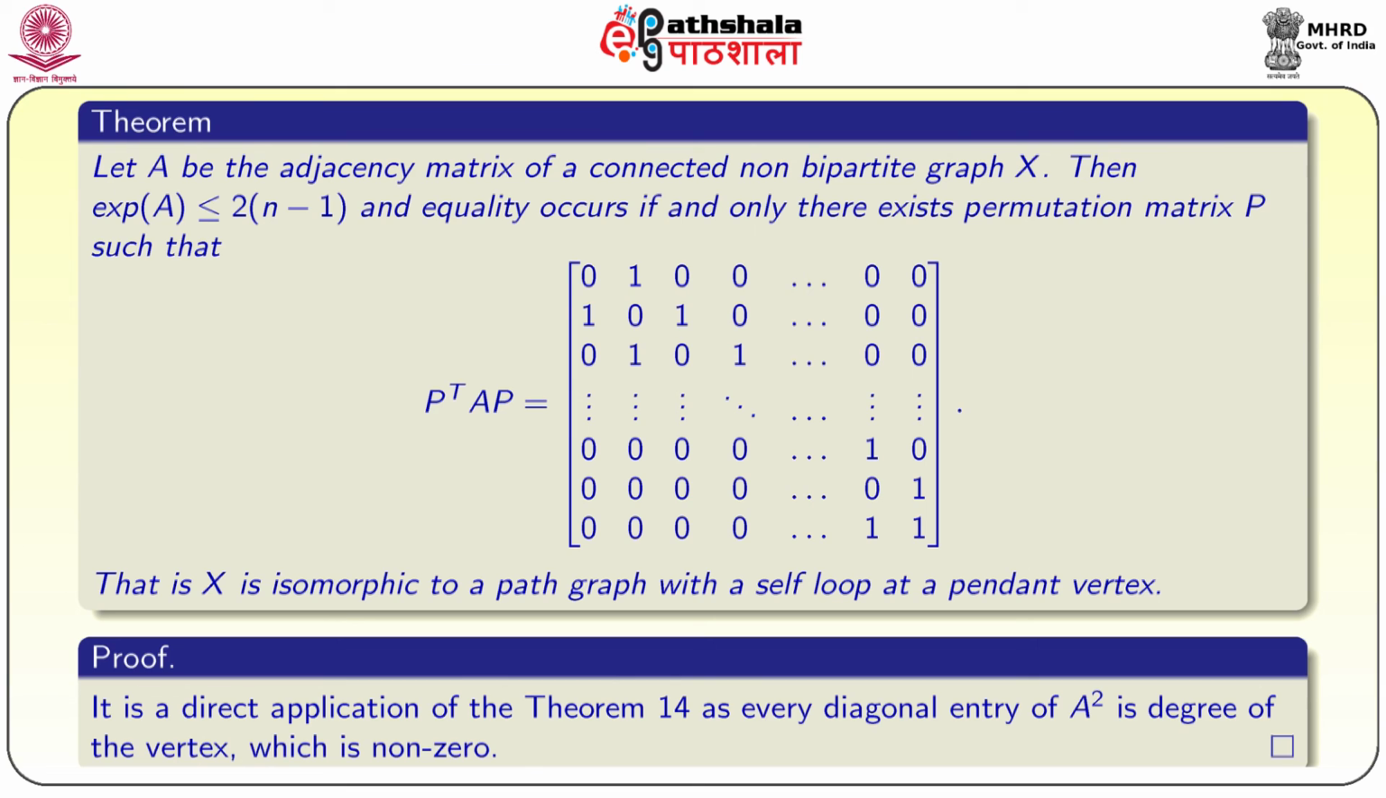So, the proof is straightforward. It is a direct application of the previous result, as every diagonal entry of A square is the degree of the vertex. So, every diagonal entry of A square is positive, and the result follows. The exponent of a primitive matrix A is the smallest positive integer m such that A power m is greater than 0.